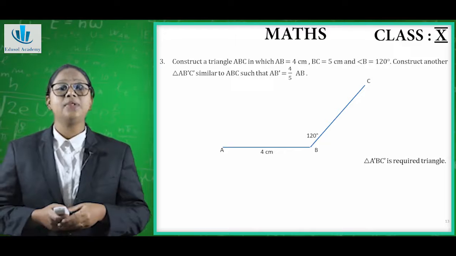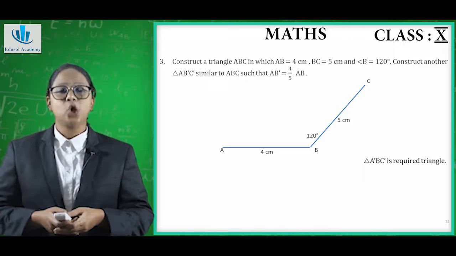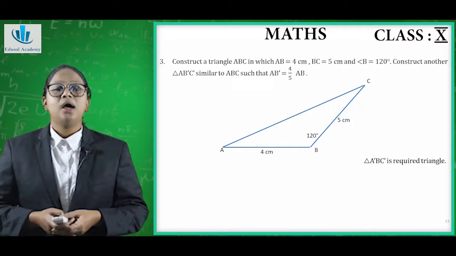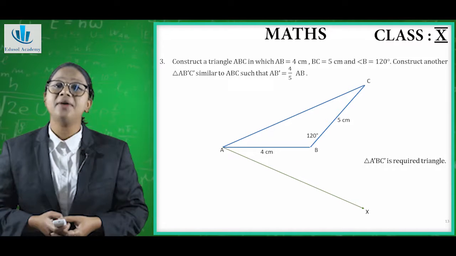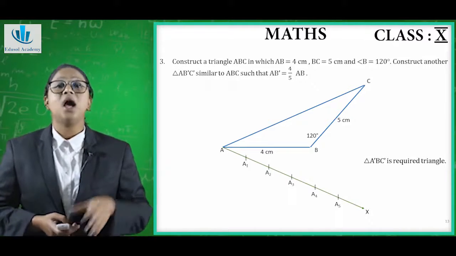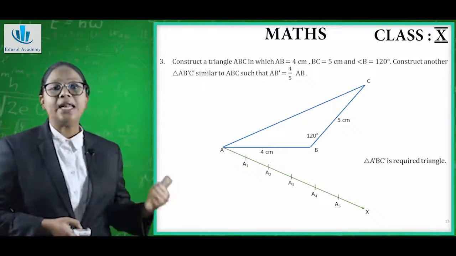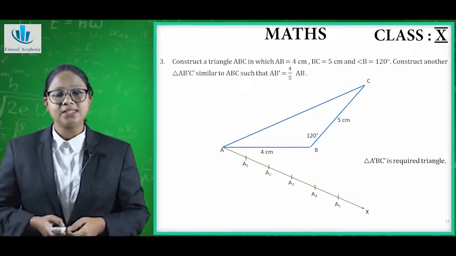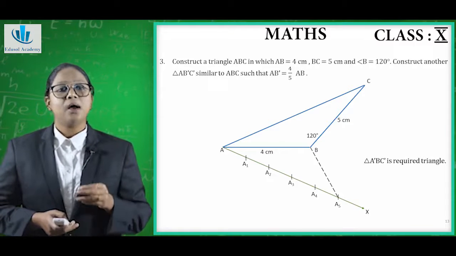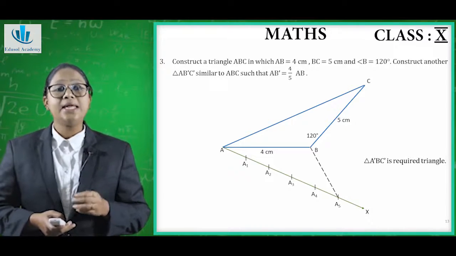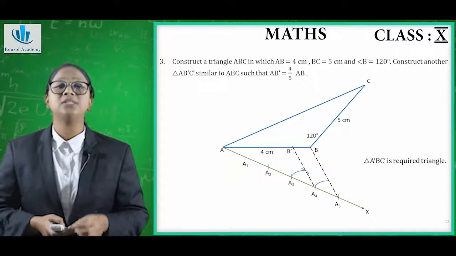side vertex C, which is such that BC is equal to 5 centimeter and join AC. Now draw a line AX, and here 4 by 5 is a scaling factor, so make 5 divisions A1, A2, A3, A4 and A5 along the line AX. Then connect A5 to the vertex B. From A4 draw another line parallel to A5B now and name that point B dash.